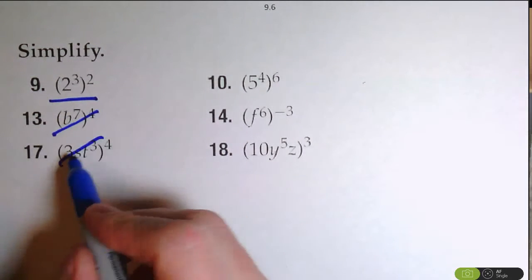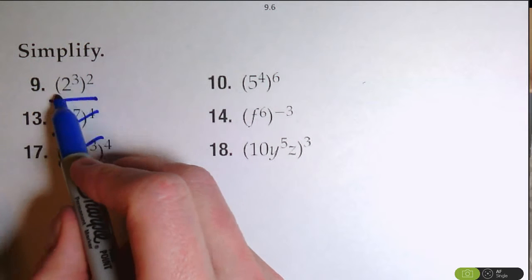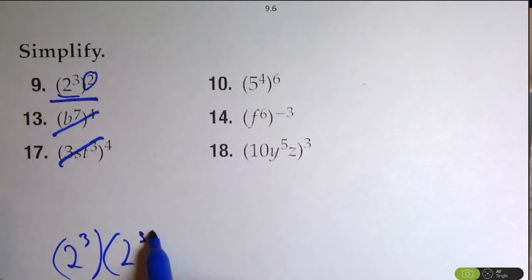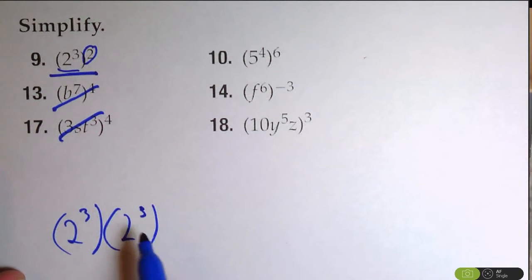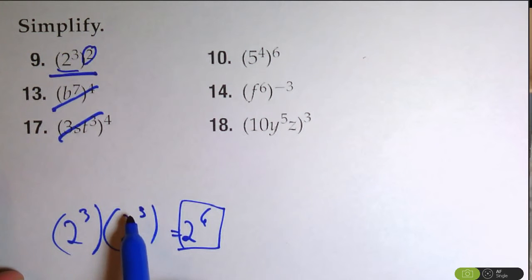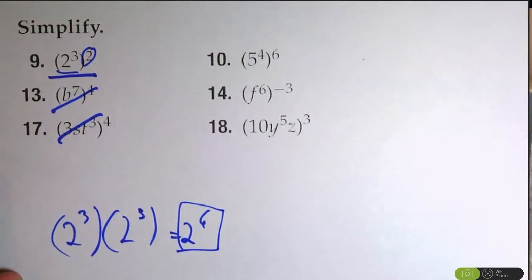at number 9. If I were to expand this, what this means is I have 3 2's on the inside, and this 2 power on the outside means this inside happens twice. So it's 2 to the third times 2 to the third, which means it's happening 2 times. Well, this is 3 2's here and 3 2's here. This ends up being 6 2's because this happened twice. So 3 2's happen twice, we get 6 2's, 2 to the sixth.